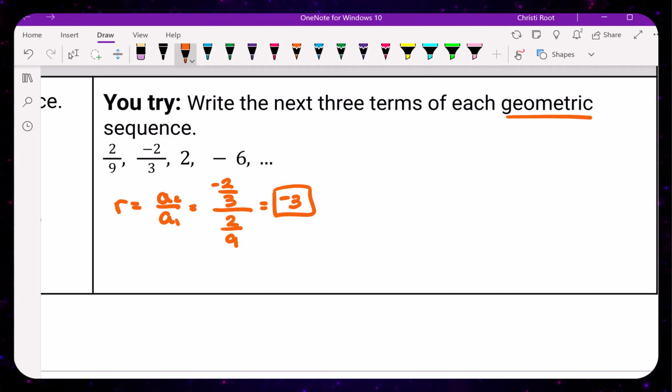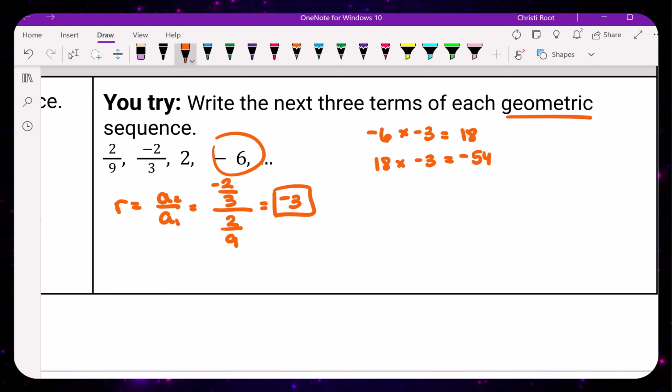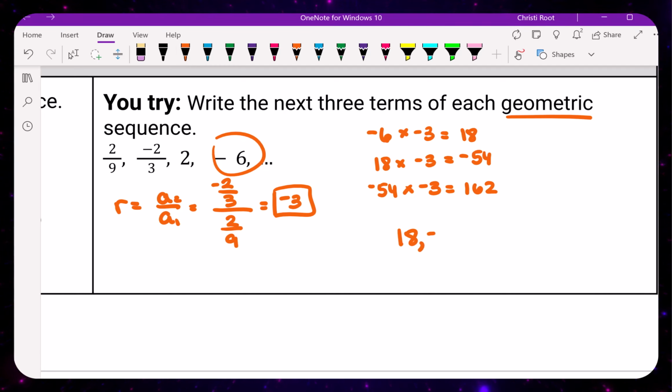That's not too bad. So you're going to take the last term right here, which is -6, and you're going to multiply that times your common ratio. That's going to give you 18. 18 times -3 is -54. You see that alternating sign. And last number is 162. So final answer for the next three terms, 18, -54, and 162.